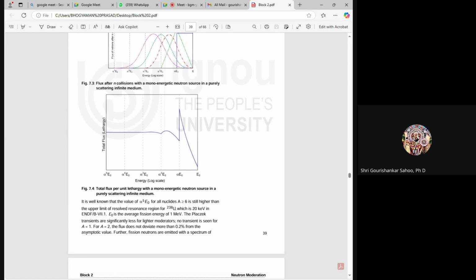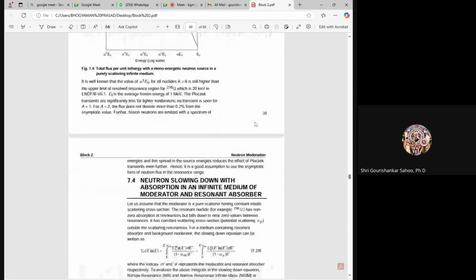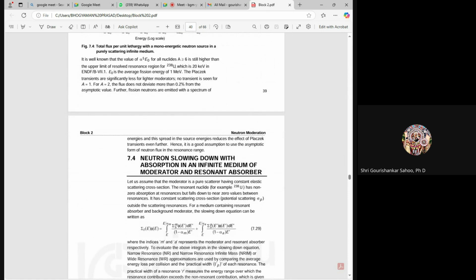Further, fission neutrons are emitted with a spectrum of energies, and this spread in the source energy reduces the effect of the Placzek transient even further. So it is a good assumption to use the asymptotic form of neutron flux in the resonance range.